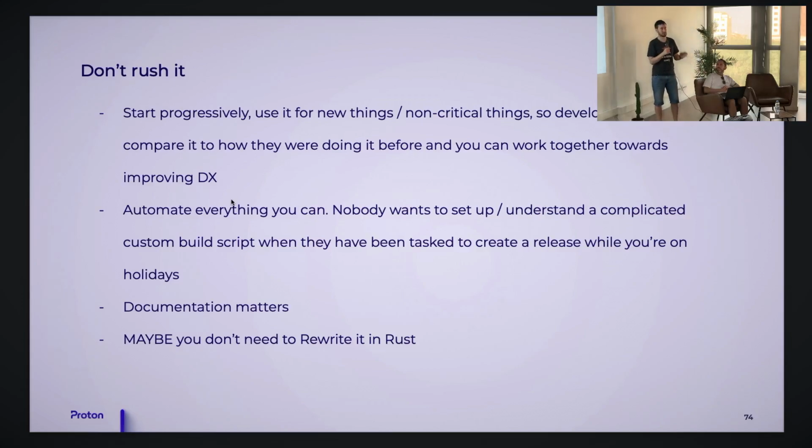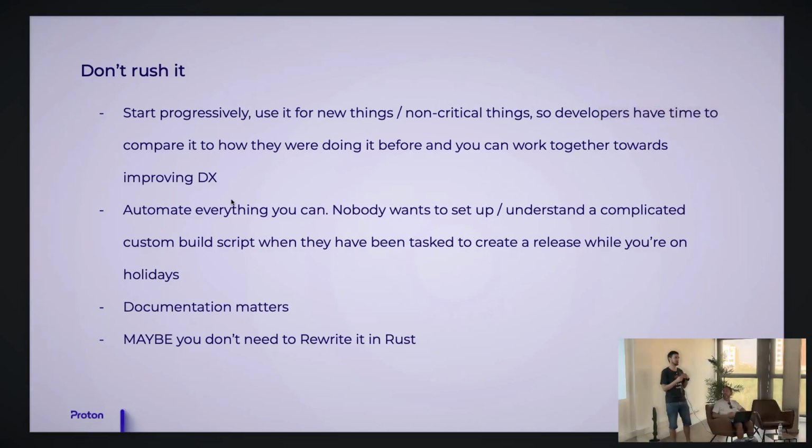Don't rush it. Start progressively. I get that the meme of rewrite it in Rust is fun, and there are projects such as Fish where they have achieved amazing engineering feats, but everybody in the room doesn't need to be the Fish developers. Don't rush it. Start slow. Start with non-critical features. Start with new developments. Go slowly. Make sure that you nail the basics before approaching really huge refactors that will probably just end up with you pulling your hair. It happened to me.